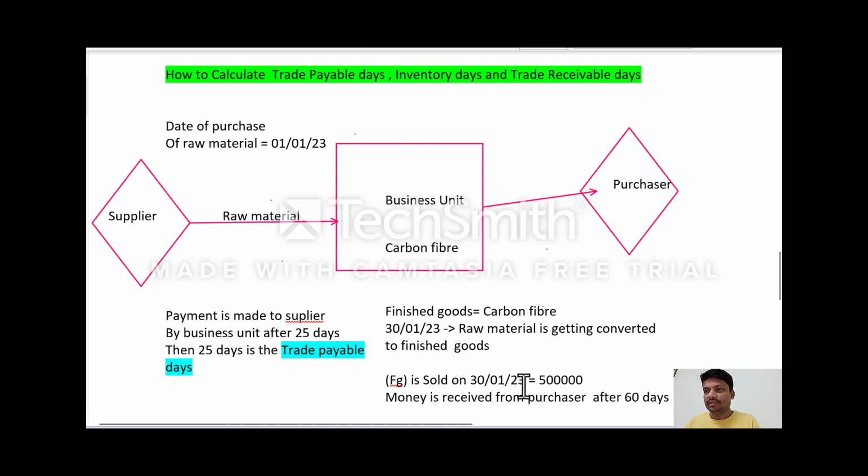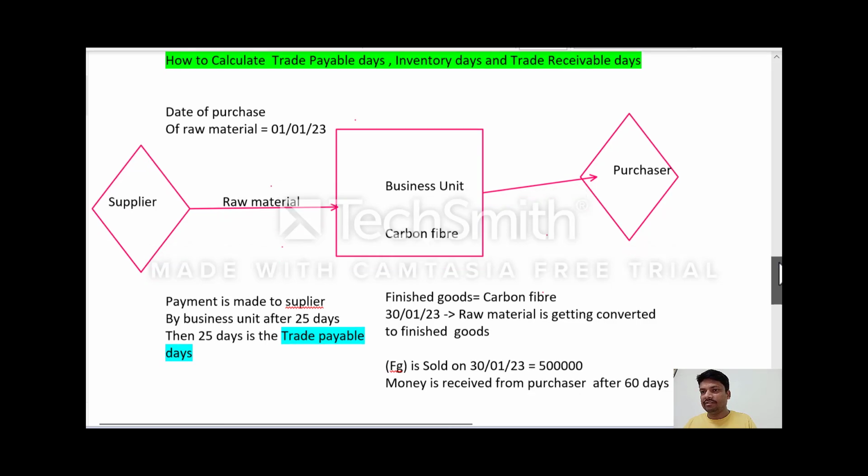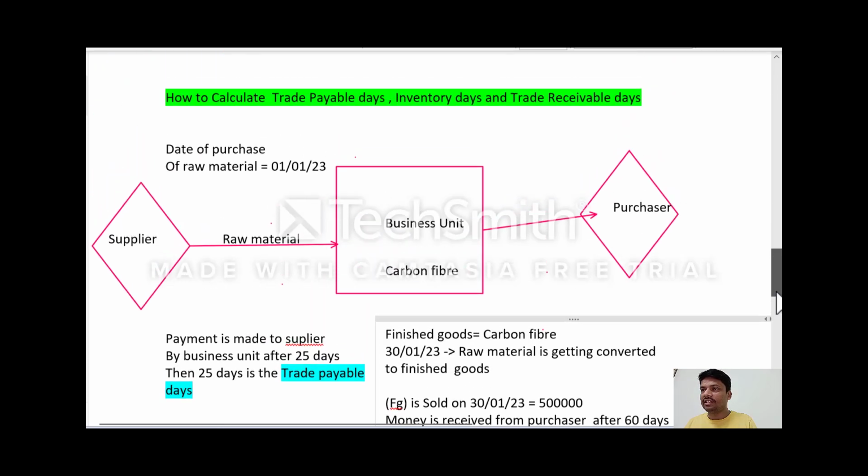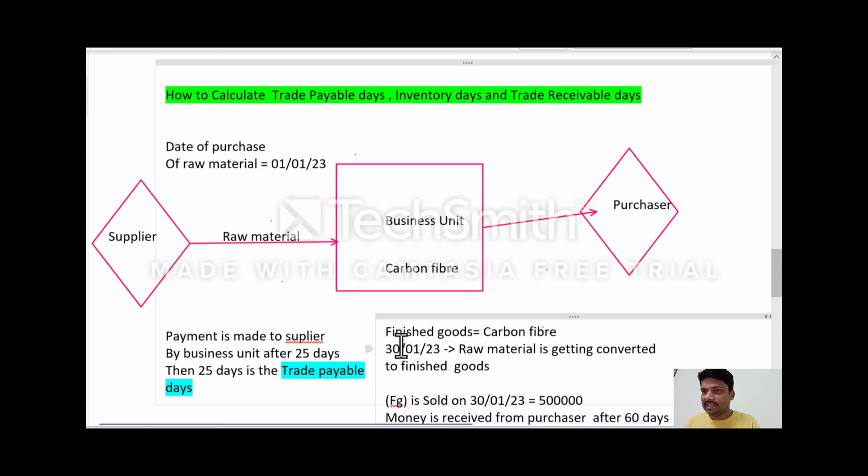So first was inventory days and trade receivables days. In this given example, inventory days is 30 days. Trade receivable days is the length of time from the day when the finished goods are sold to the day when full cash is received. Let us assume we are selling on 30 January 2023, and 60 days after that the cash is received from the purchaser by the business unit. That length of time is called trade receivable days.